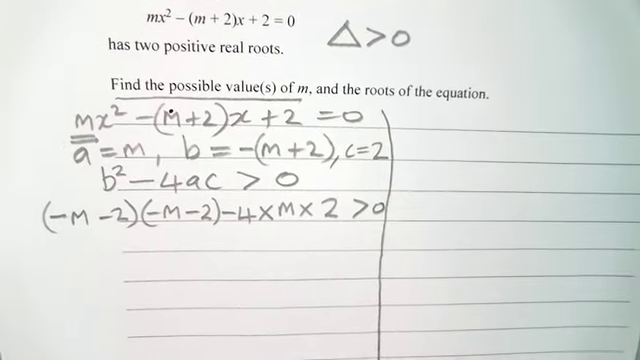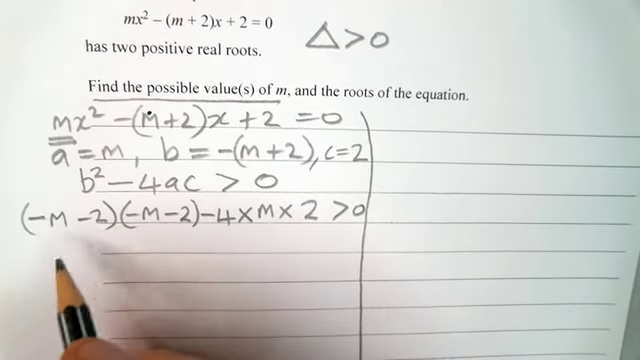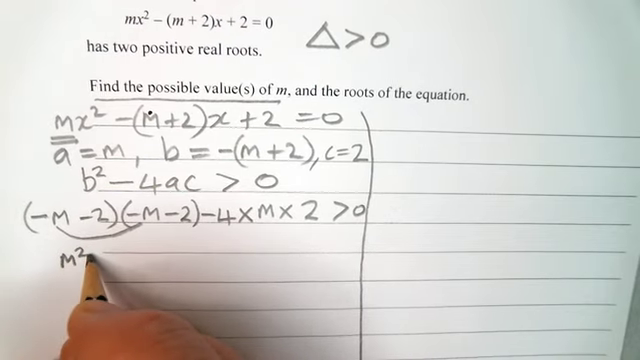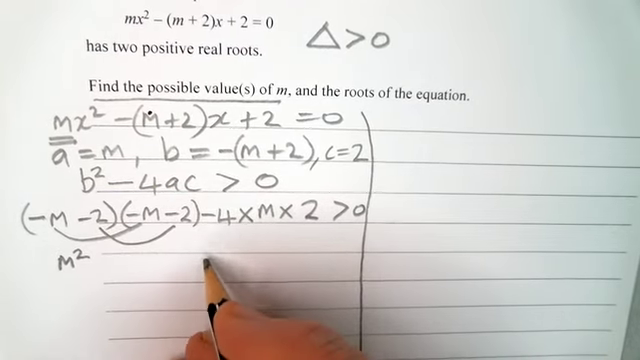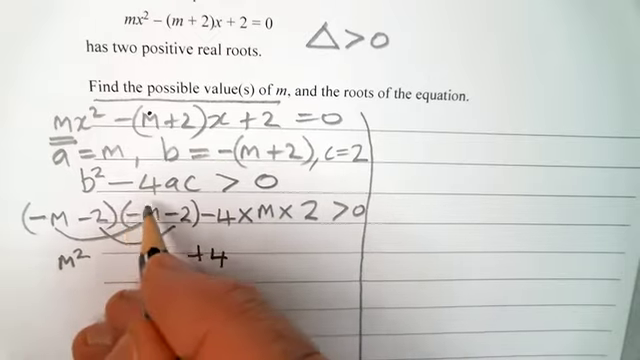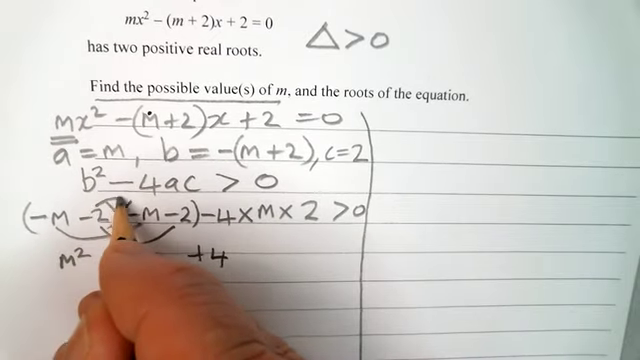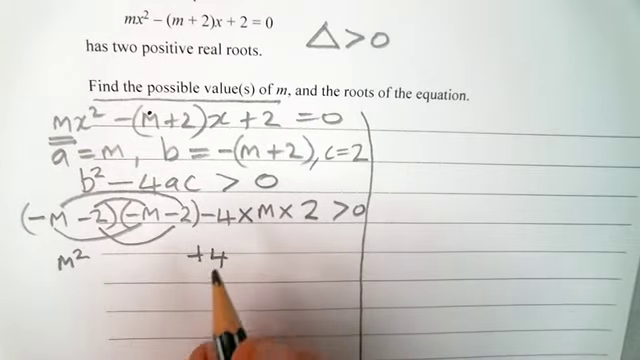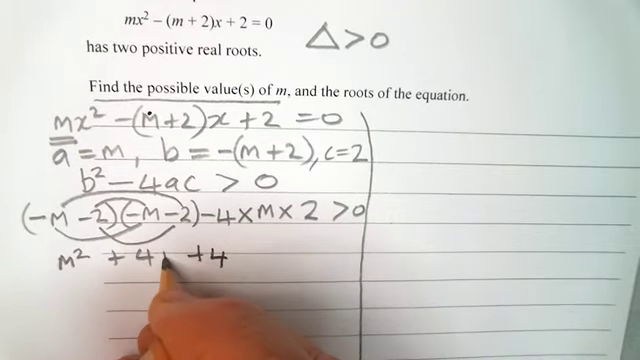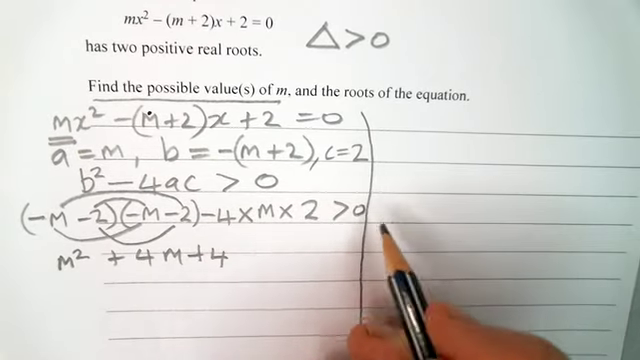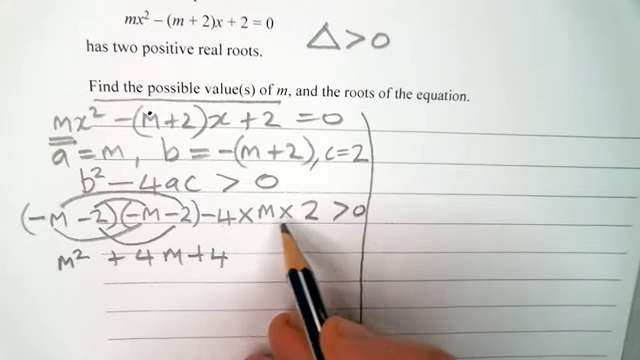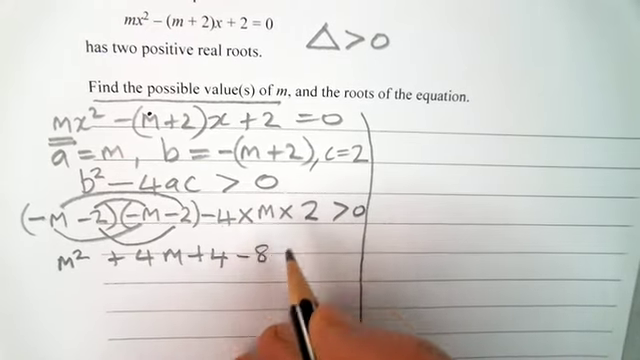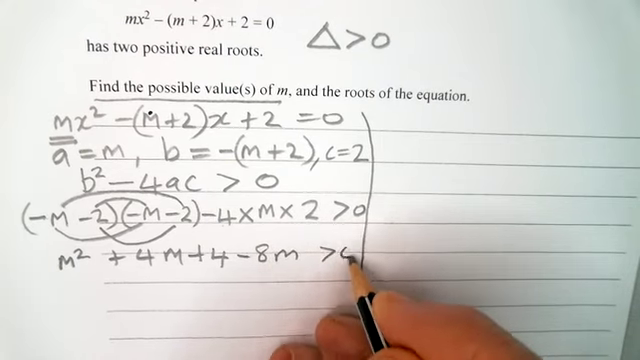All right, so let's go ahead now. Negative m times negative m is going to be positive m squared. Negative 2 times negative 2 is going to be positive 4. And I've got negative 2 times m, which is 2m, and another negative 2 times m, which is another 2m. So I've got plus 4m. Now, what have I got on the end here? Negative 4 times 2 is 8. Minus 8, and it's times m. So m greater than 0.